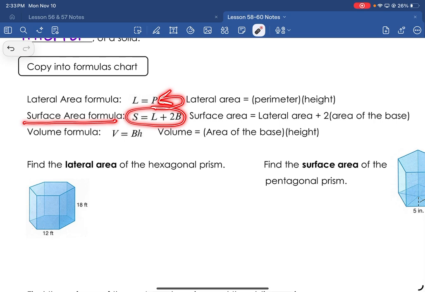of the base. Keep in mind, big B does not stand for base. Little b, lowercase b, stands for base. Uppercase B stands for area of the base. So don't get those confused.